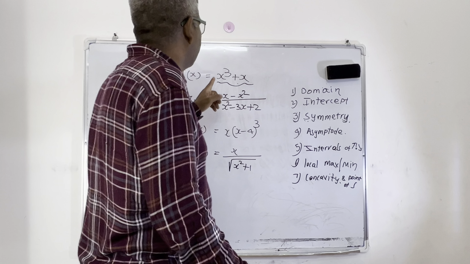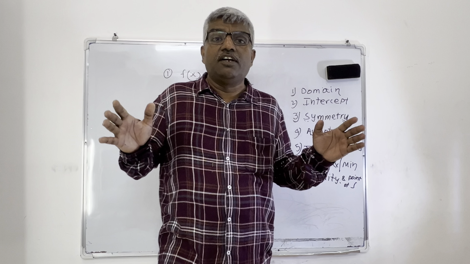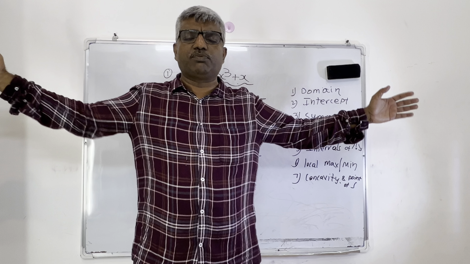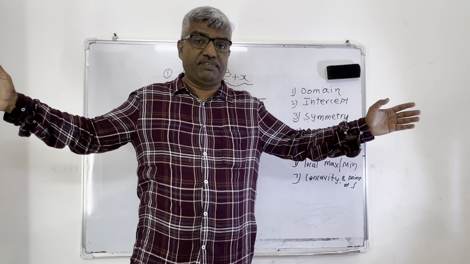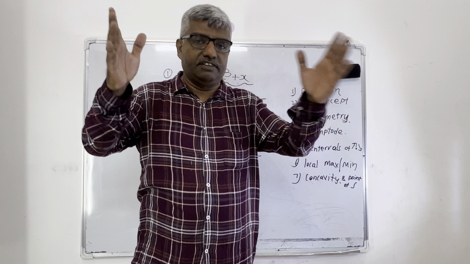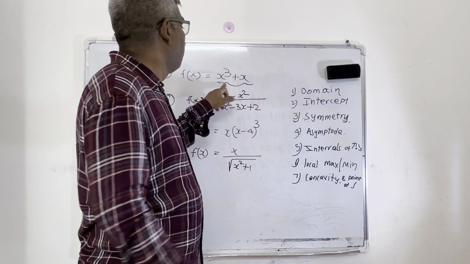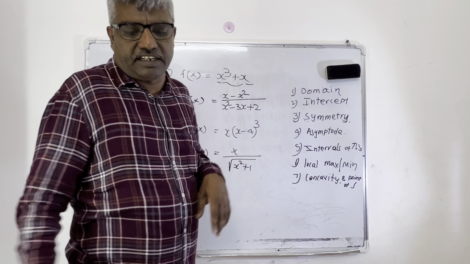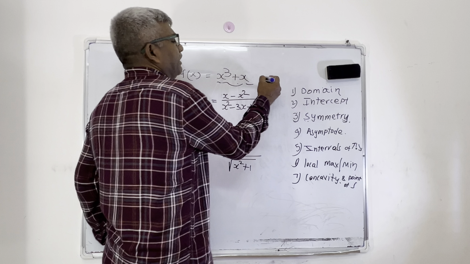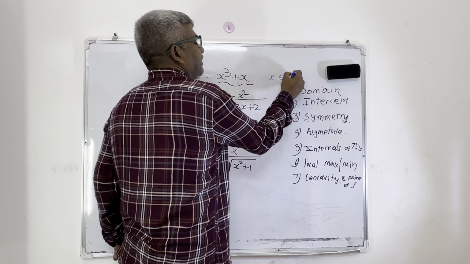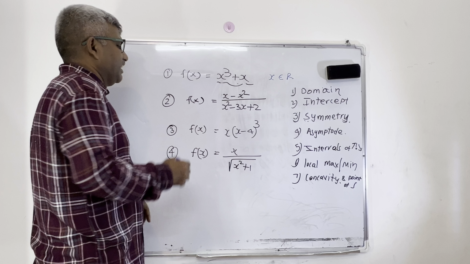F of x is equal to x cubed plus x. What is the domain? First, what is domain? Domain means the range of x values which define the f of x value. The range of x values which define the y value. Now, f of x is equal to x cubed plus x. First example. What is the range of x? X can be any real number. For any real number, this is the domain. For any real number, this function is valid.